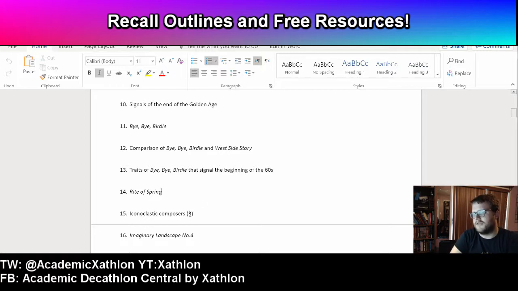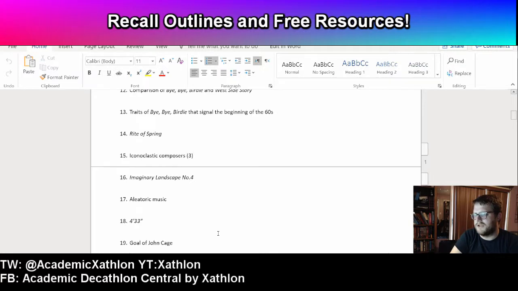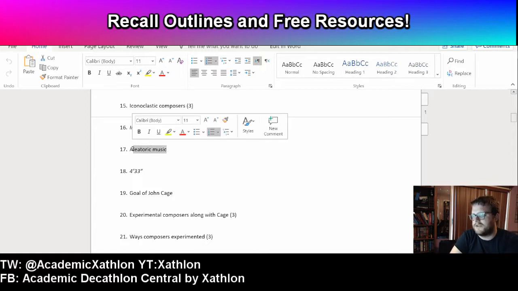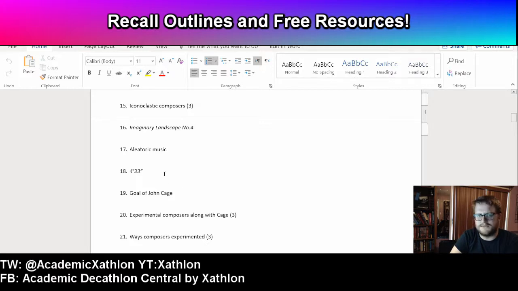And you see here next to iconoclastic composers, I have three, and that means I'm looking for three people on this, right? So whenever there's a parentheses like that, that's what that does. Shout out to my department head, Mrs. McMahon, for I saw her do this on a bunch of stuff when we used to work together in AP World History. I think it's a very simple way to not give away too much information, right? Stuff like that. And some of these are just definitions, right? Just define aleatoric music. Aleatoric music. 433, right? A lot more there. You have to explain a lot about that thing.